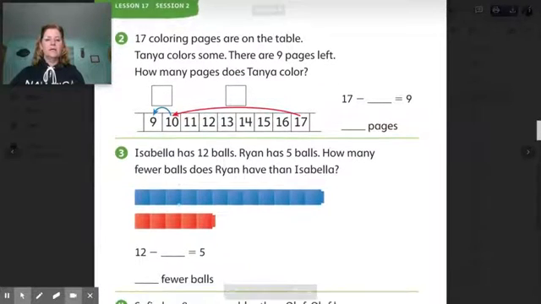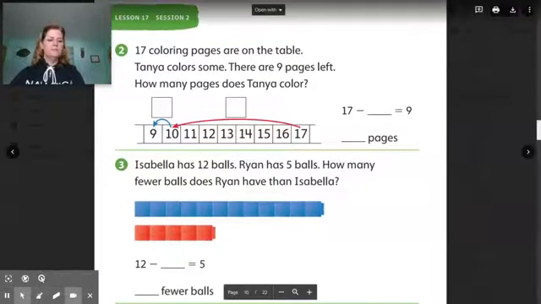Okay, so we can look at 2 problems at the same time. Okay, 17 coloring pages are on the table. Tanya colors some. There are 9 pages left. How many pages does Tanya color? So 17, take away 9 because those are the numbers that we know, equals how many? So 17 minus something is going to equal 9. 17 minus something is going to equal 9.